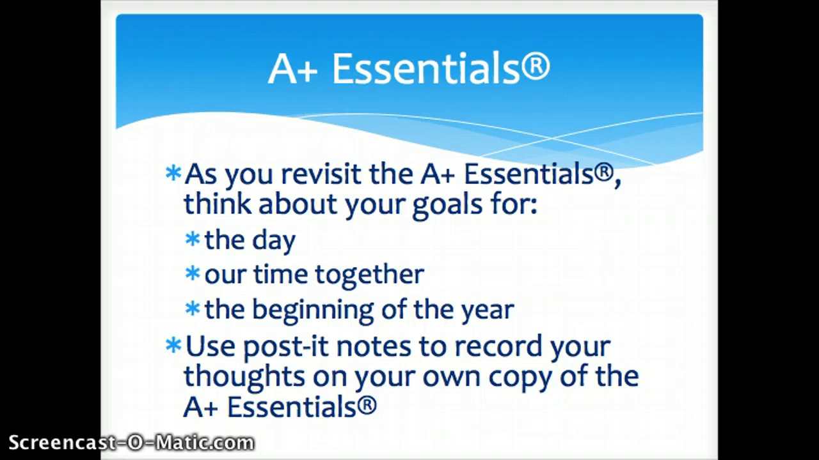For returning schools, it's a good idea to revisit the essentials. A purposeful way to do this is to use the essentials to set goals. They don't need to be shared out with everyone. This is just for each participant's personal reflection.